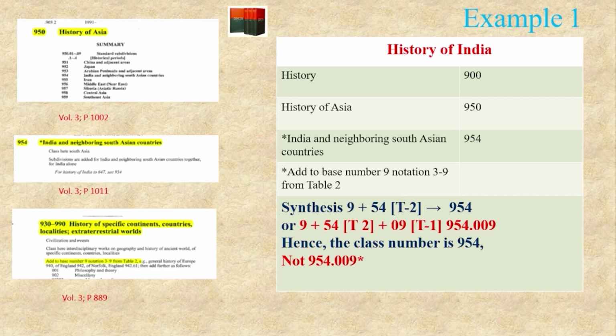First, we will check whether a ready-made class number is available for this title. So let's summarize the key points. Step 1, identify key elements, that is subject history. Then geographic focus. Here geographic focus, first Asia, then India. So determine the main class. History falls under 900. Then history of Asia falls under 950. Then India and neighboring South Asian countries come under 954.